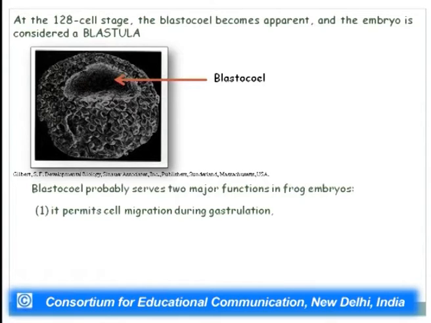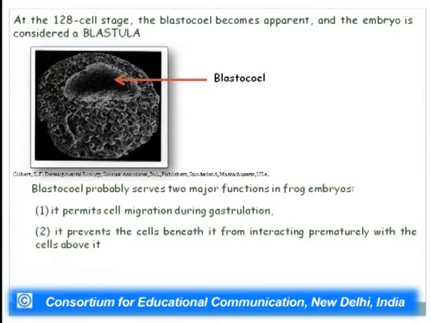So, to attain their positions they need to move, and for the movement they need space. The space that is needed is basically permitted due to the presence of this blastocoel, so that the cells can actually move along and attain their final positions. Then another important significance of the blastocoel is that it prevents the cells beneath it from interacting prematurely with the cells above it.